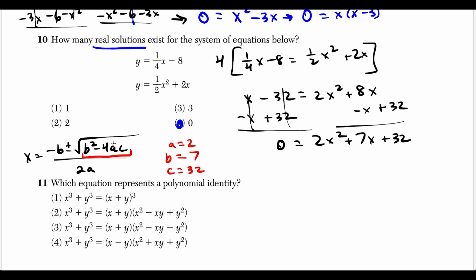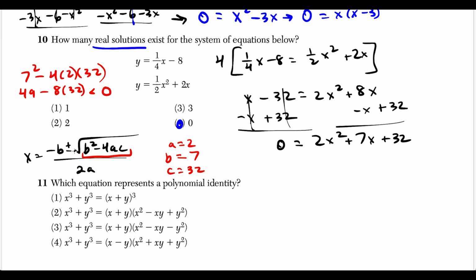And if we look at b squared minus 4ac, see how we would have 7 squared minus 4 times 2 times 32, like this. And just looking at this, I can see this is going to be 49 minus 8 times 32. And I could multiply this out, but I'm pretty safe here to say that 8 times 32 is definitely bigger than 49. So I'm doing 49 minus a number bigger than 49, which is going to be less than 0.